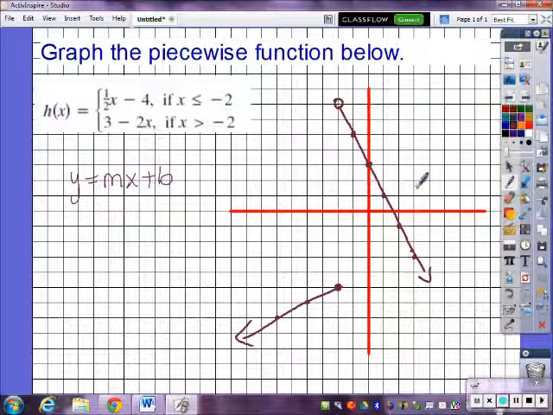And so this would be the graph of my piecewise function. When x is less than -2, in this direction, it's defined by this line. And when x is greater than, which is to the right of -2, the function is defined by this line. And that's how you graph a piecewise function.